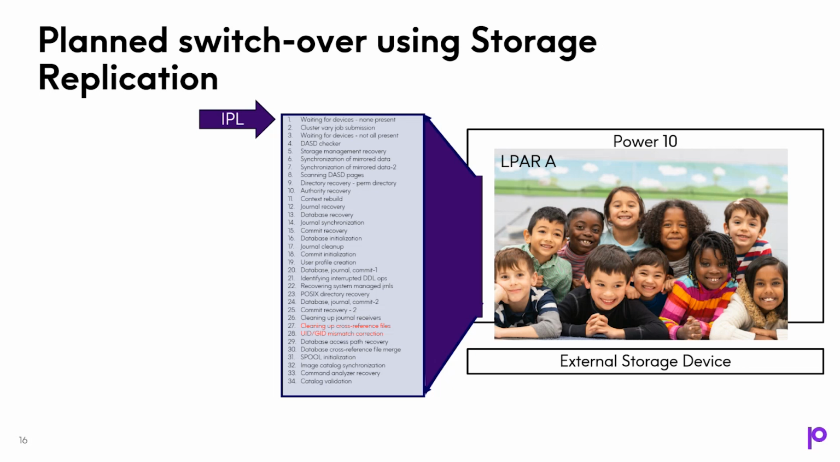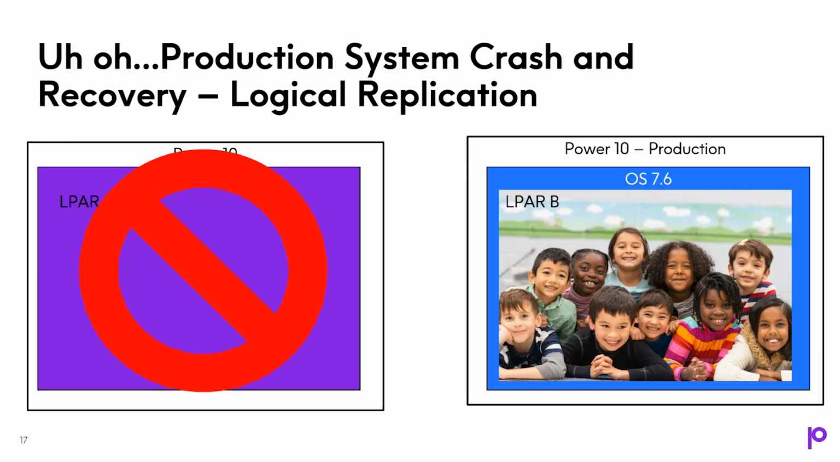So it went ahead and corrected that image, recovered it back to the way it was, and now we're intact again, and our image is clear. So you can go ahead and now run the production server. That's fine for a planned switchover, although you have to go through that 34-step process as opposed to the logical replication solution where it's already there. But now we get into a production system crash and recovery.